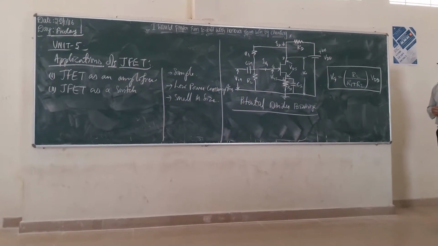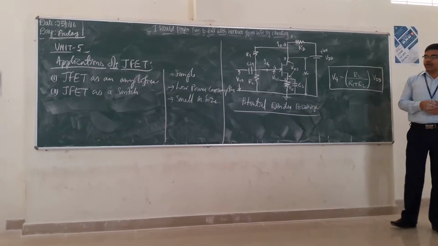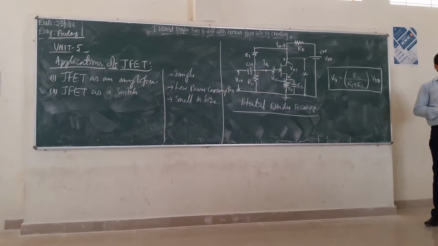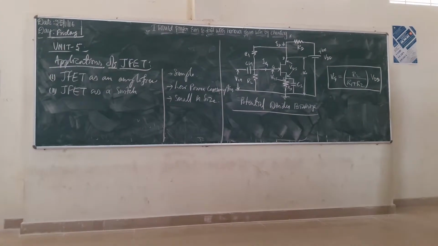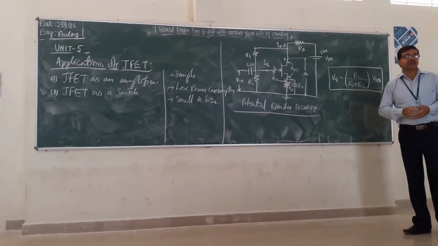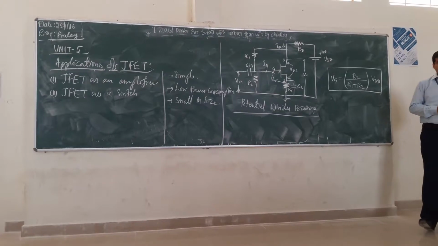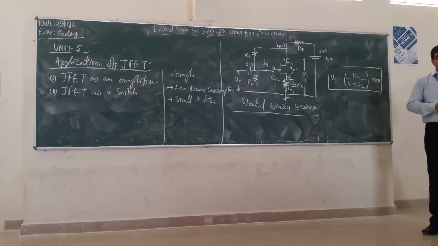If we are going for using the JFET as an amplifier, we have to do the analysis. We have to go for the DC analysis and the AC analysis. First we will go for the DC analysis on this circuit, and we will see whether we can use this circuit as an amplifier or not, or if we are using this circuit as an amplifier, what modifications, what changes we have to do.